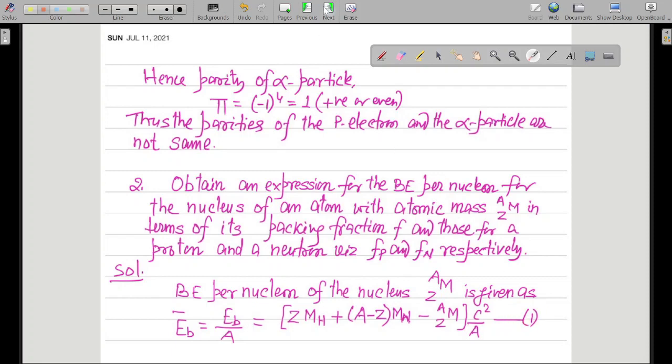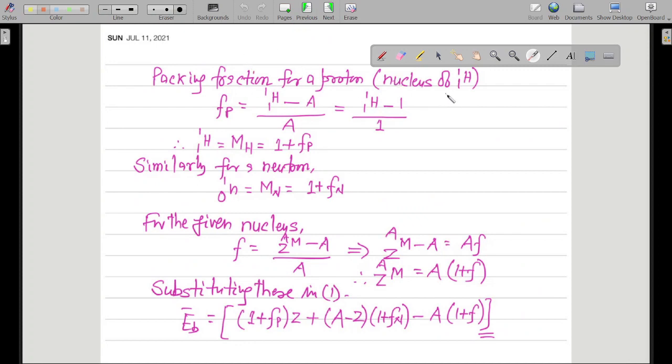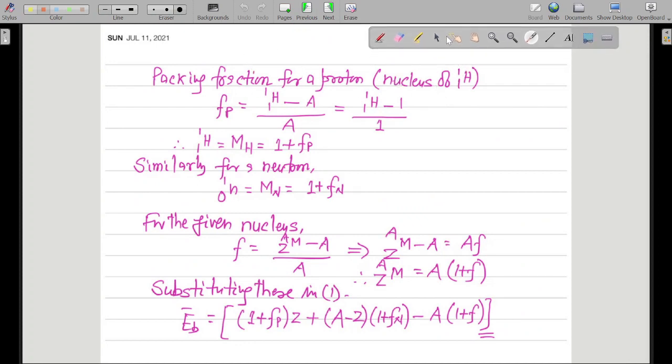So the packing fraction for the proton, that is the nucleus of hydrogen: F_p will be equal to the isotopic mass of this entity minus A, where A is the atomic mass number of the proton, which is equal to 1, divided by A. So (₁H¹ − 1) divided by 1. So the isotopic mass of ₁H¹, that is the mass of proton, is equal to 1 plus F_p.